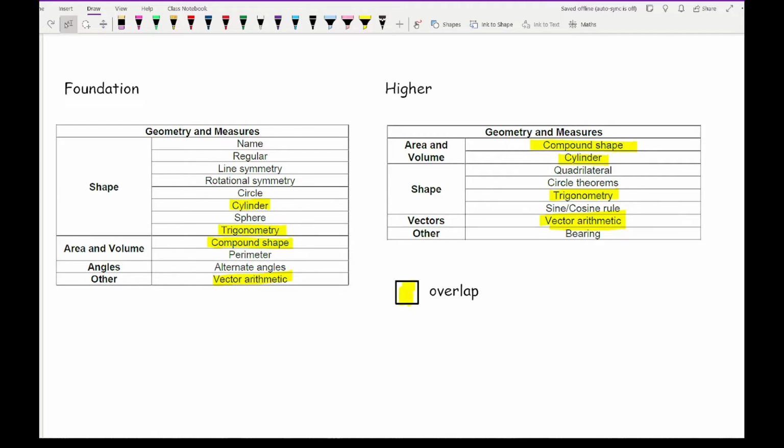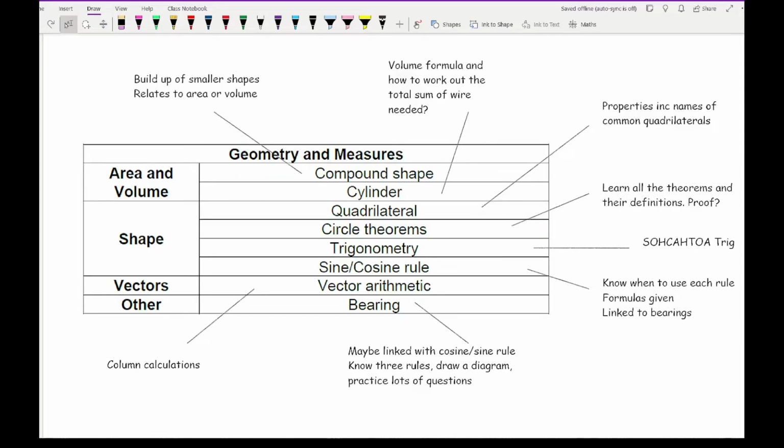So now let's have a closer look at the higher information regarding the geometry and measure on this paper. So looking into greater detail with what's mentioned on the geometry and measure for this Paper 3 higher paper, let's just go through the list. So compound shapes, again, a compound shape is just basically built up from smaller, more common shapes. And again, the fact that it's on the area and volume means that it's either going to be looking at area or it's going to be related to volume. So you need to make sure you're properly clued up on your formulas for areas of polygons and also your volume formulas for 3D shapes.